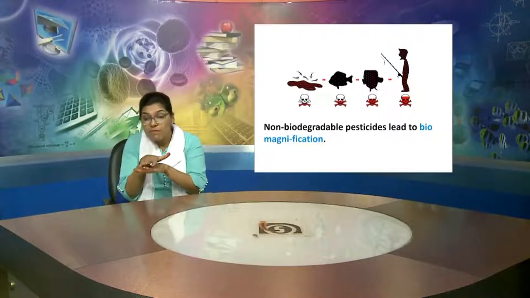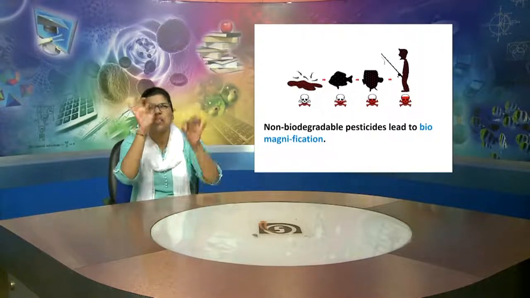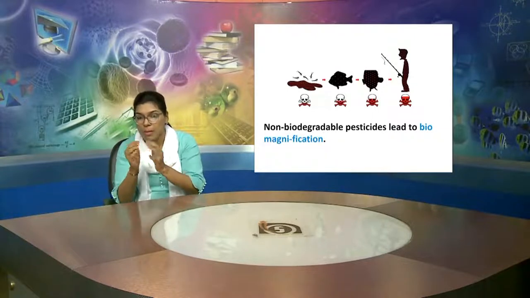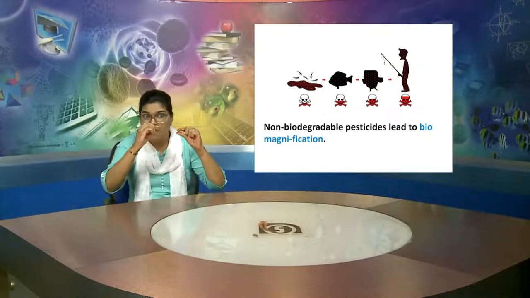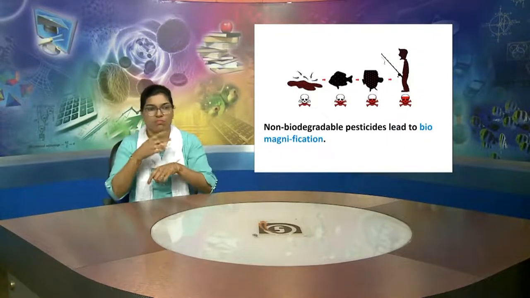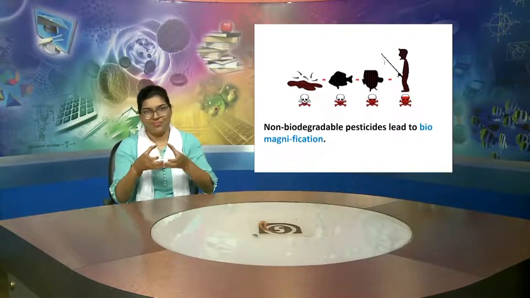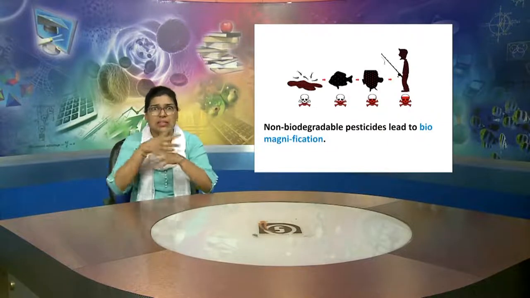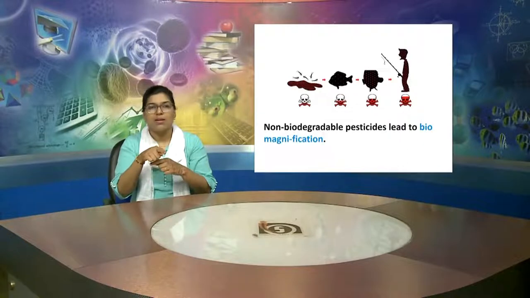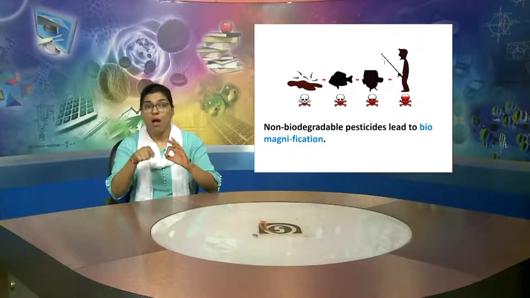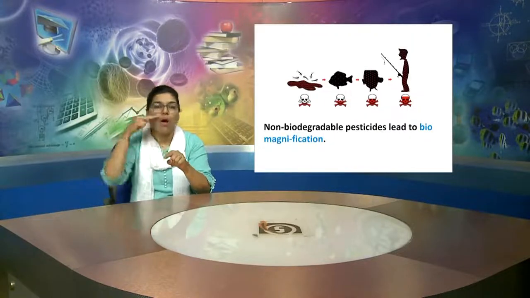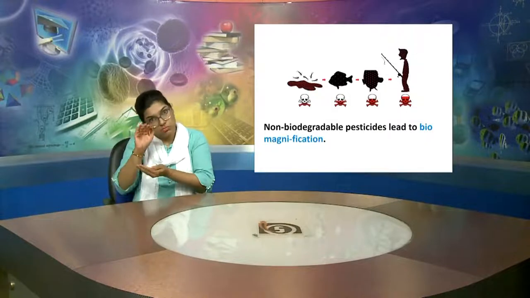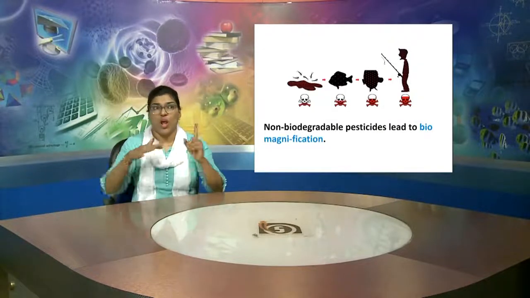And somehow, when all those pesticides which are non-biodegradable are consumed by small animals or sometimes algae, and all those small animals or plants are eaten by the fish, and later on humans eat all those fish, this way the pesticides move to the human body or the animal body. Because that is a non-biodegradable pesticide, it doesn't get removed from our body. It is stored in our body in that original form, and it leads to biomagnification.